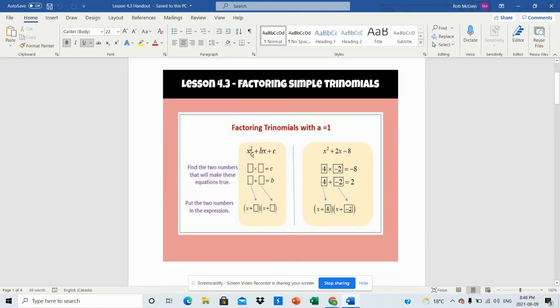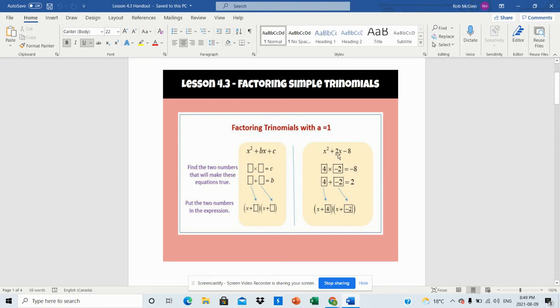So, if we have an equation x squared plus bx plus c, and all these ones today, there will be no coefficient in front of the x squared. What we're going to do is we want to find the two numbers that'll make these equations true. We have to have two numbers that multiply together to give us c, and they add together to give us b. And then we're going to put the two numbers we added together into our binomial expressions. So let's use this example to start off with.